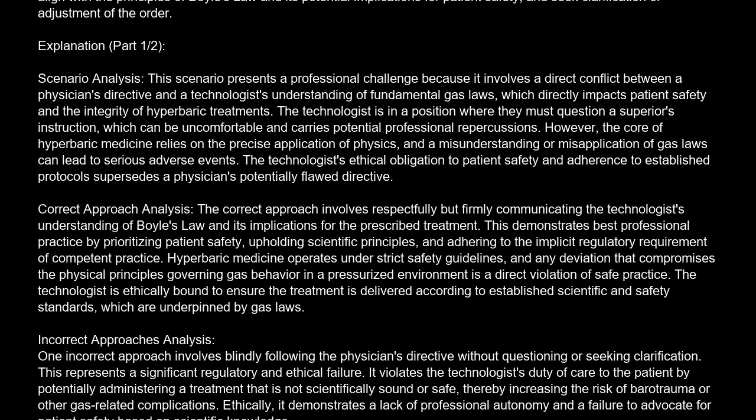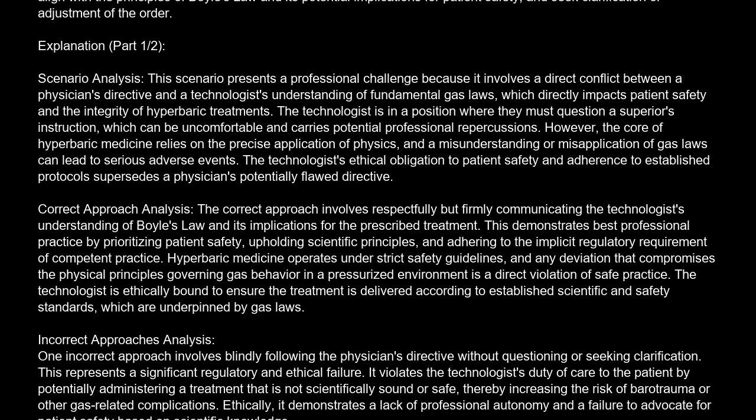Explanation. Scenario analysis. This scenario presents a professional challenge because it involves a direct conflict between a physician's directive and a technologist's understanding of fundamental gas laws, which directly impacts patient safety and the integrity of hyperbaric treatments. The technologist is in a position where they must question a superior's instruction, which can be uncomfortable and carries potential professional repercussions. However, the core of hyperbaric medicine relies on the precise application of physics, and a misunderstanding or misapplication of gas laws can lead to serious adverse events. The technologist's ethical obligation to patient safety and adherence to established protocols supersedes a physician's potentially flawed directive.